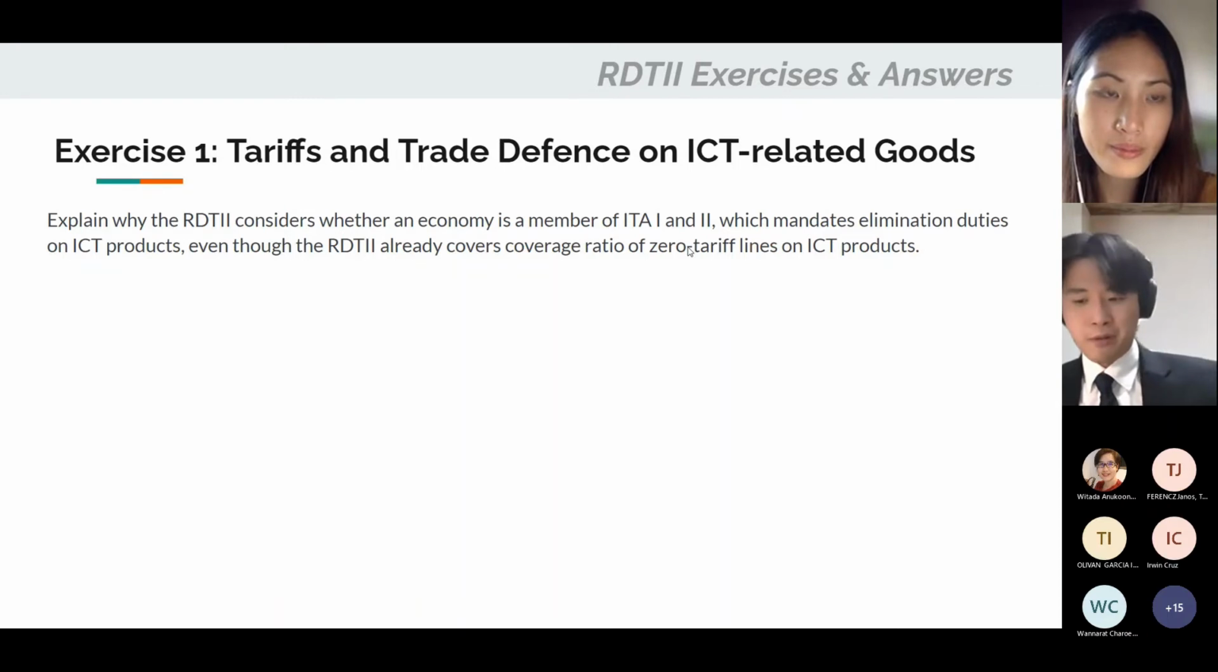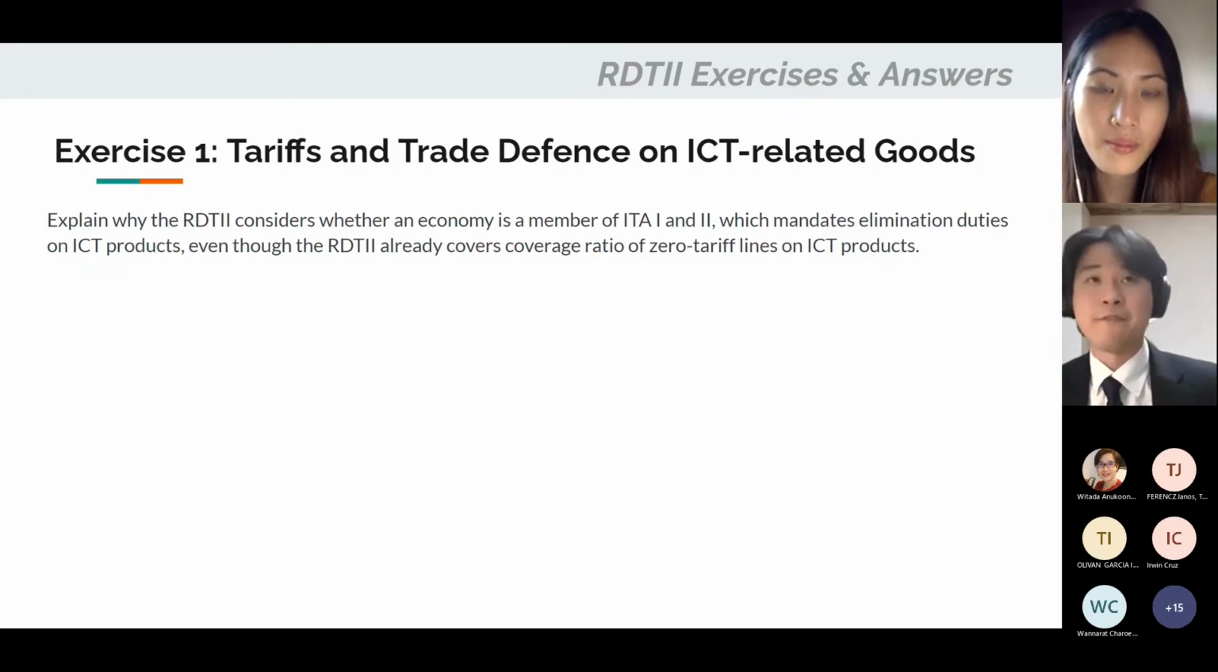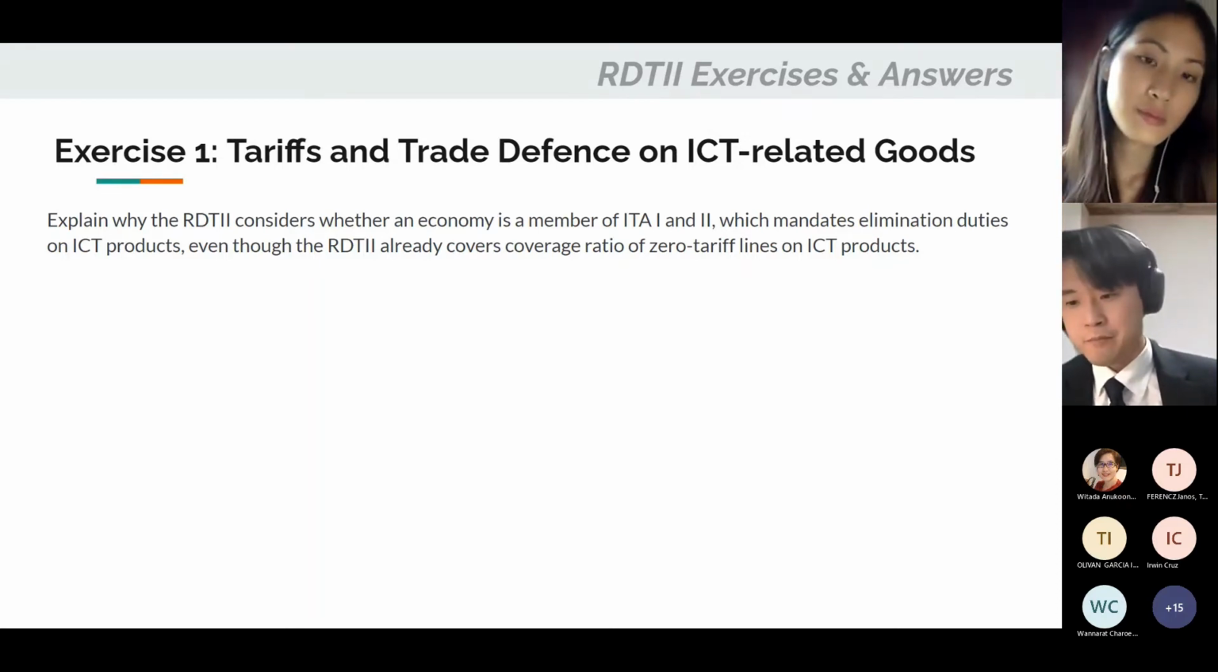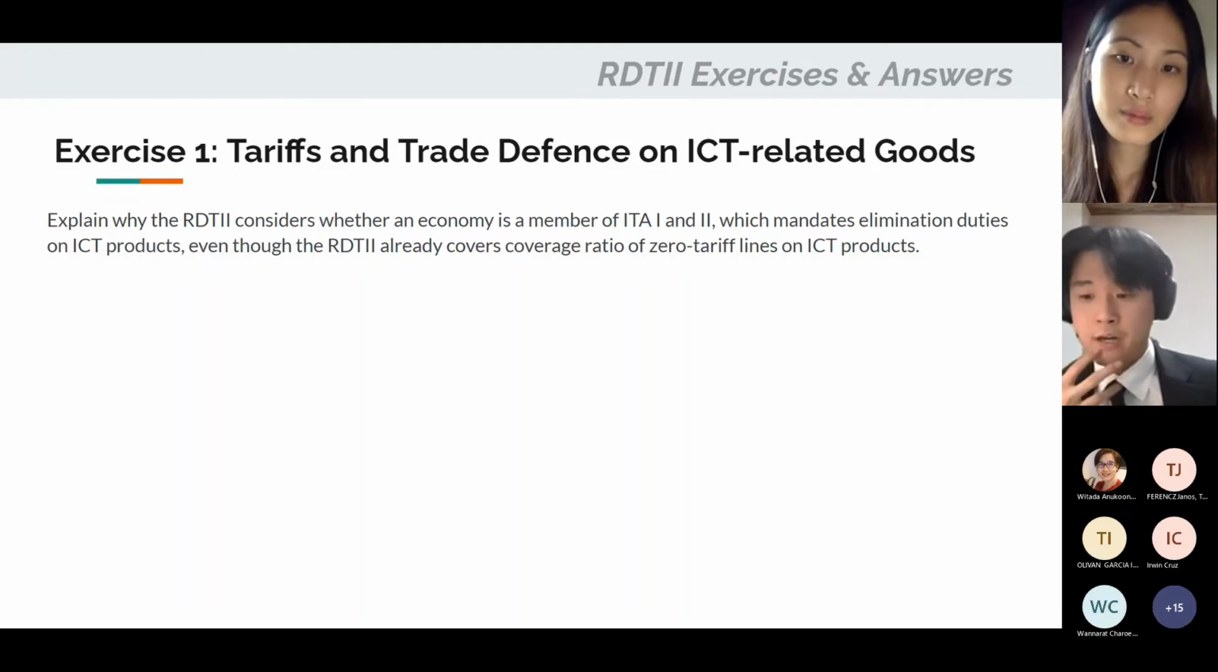Question one is about Pillar 1, tariffs and trade defense. So Pillar 1 consists of many sub-pillars, and one of the sub-pillars is ITA. As I mentioned, it requires economies to eliminate duties on ICT products. And another sub-pillar under Pillar 1 is the coverage ratio of zero tariff lines in ICT products. It basically means how many products do not have tariffs in a given economy.